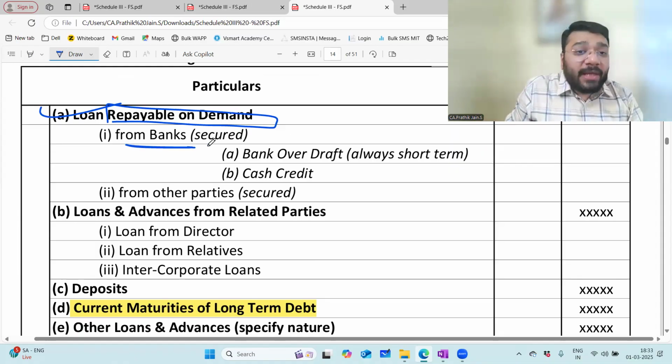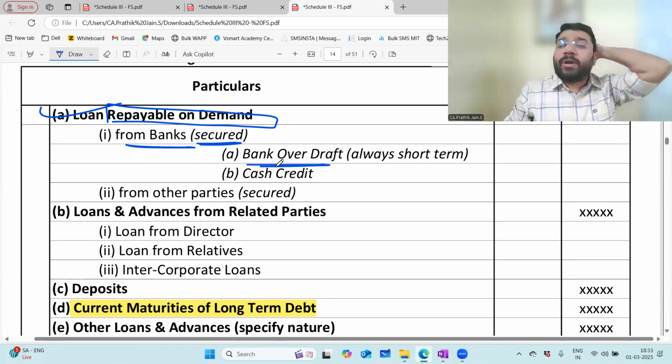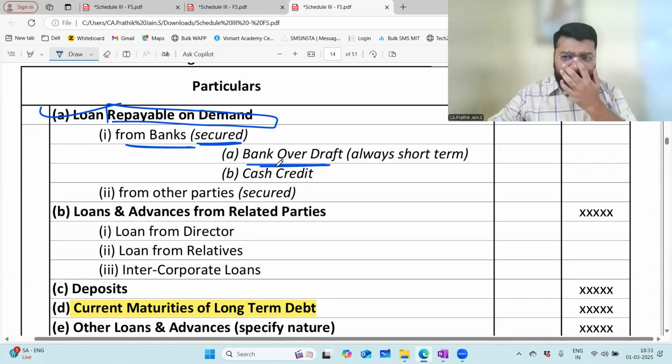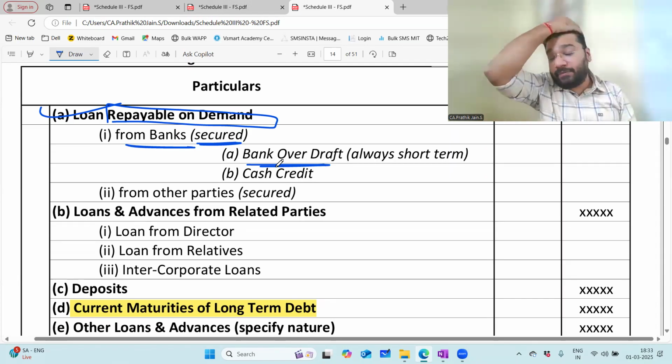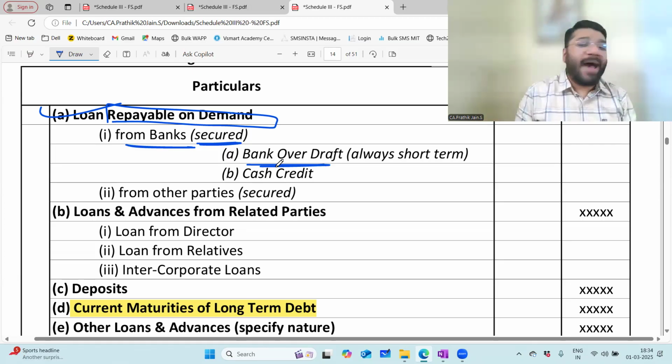Now, if it is secured against something, you have to mention the information about the security. So typically your bank overdraft. What is bank overdraft? What is the difference between term loan and bank overdraft? I discussed this with all of you in CA Foundation, in the topic BRS, bank reconciliation statement. I gave you the difference between bank overdraft and term loan.